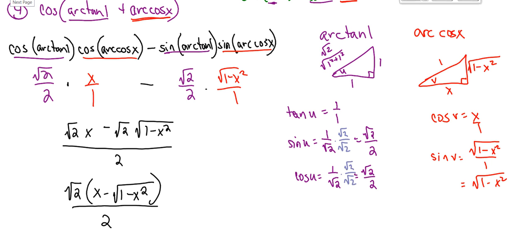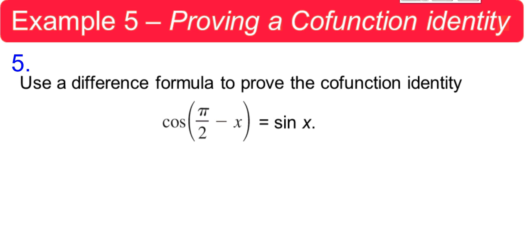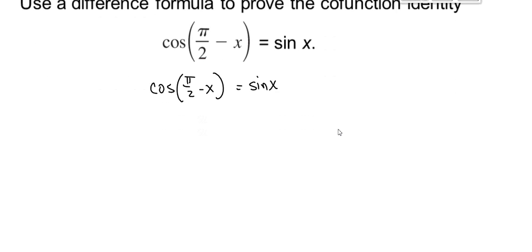Next one is number 5. It says use a distance formula to prove the cofunction identity or the difference formula. I think I said distance. Anyway, the nice thing is we're just going to plug in this relationship and see what happens, and we should get to the sine of x. So we're going to say the cosine of pi over 2 minus x is equal to the sine of x, and we're going to write a proof, proving that this is an identity.